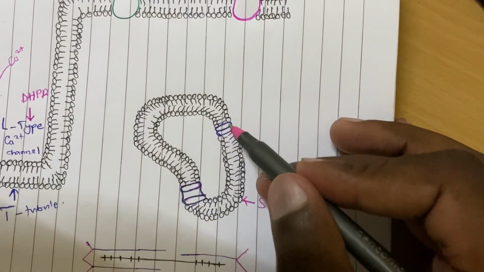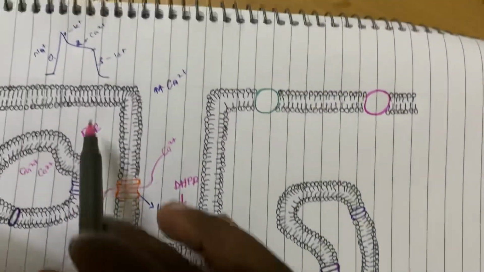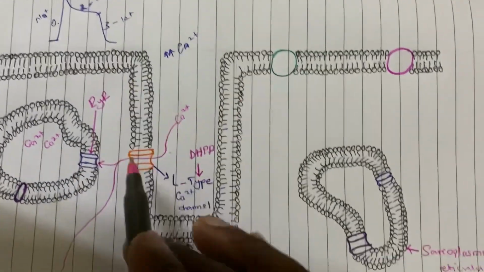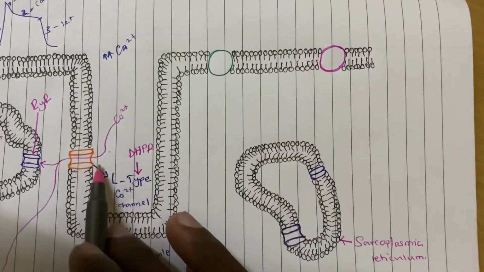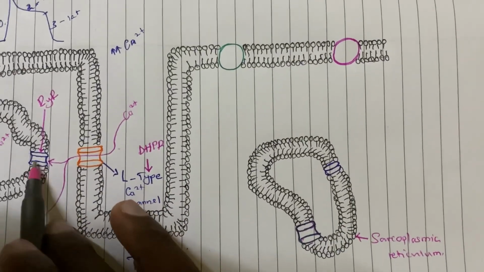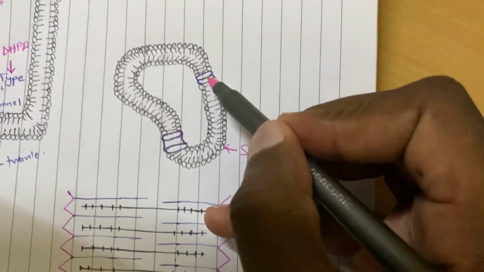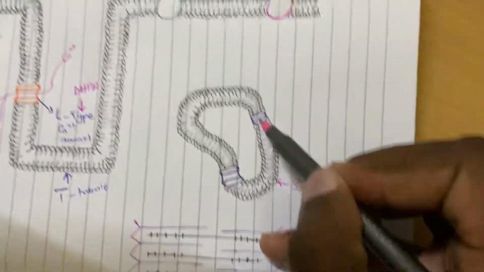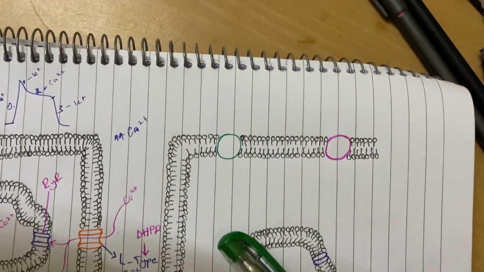In relaxation, it is closed, because in repolarization, these slow type calcium channels close. So when they close, there is no more calcium to interact with it, and whenever there is no calcium to interact with it, it closes. Here in the relaxation phase, it is closed.